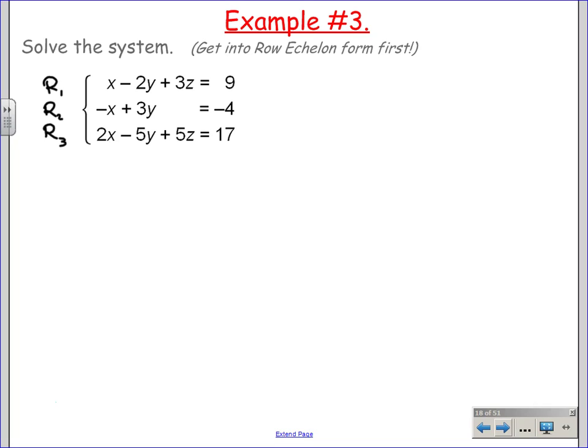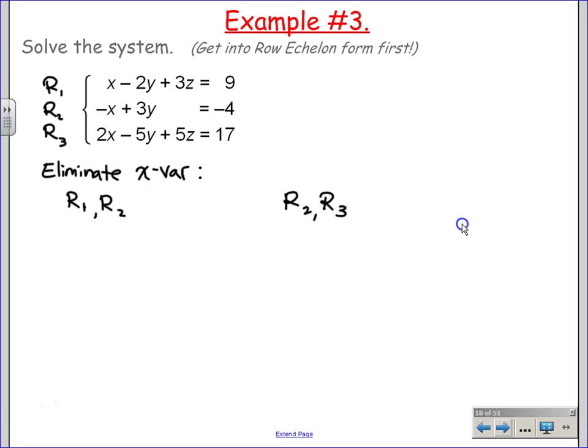Here's my system. We are going to eliminate the first variable using R1 and R2 and using R2 and R3. First step, we're going to eliminate. I mean, it's technically two steps. But we're going to eliminate the x variables entirely. First, using R1, R2 elimination, and then using R2 and R3 elimination.